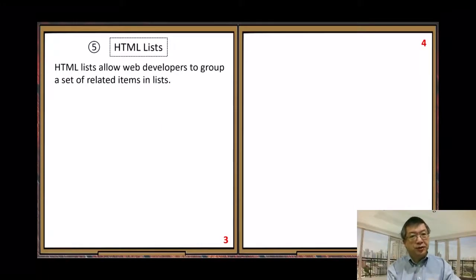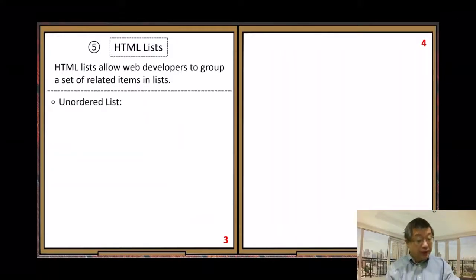HTML lists allow web developers to group sets of related items in lists. How do we group? First, there are two different types. The first type is the unordered list. So you do not see the order numbers 1, 2, 3, 4, because sometimes we do not need to use numbers.